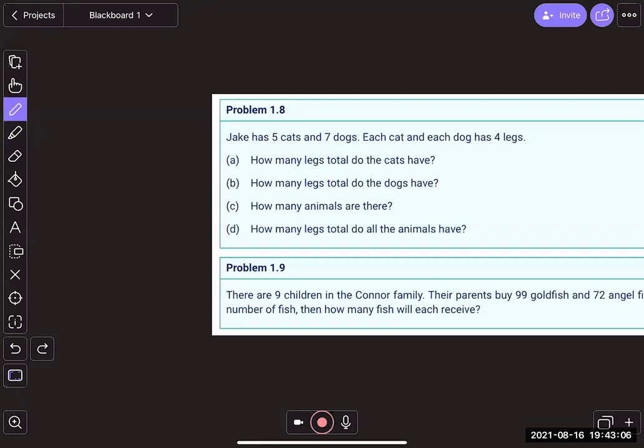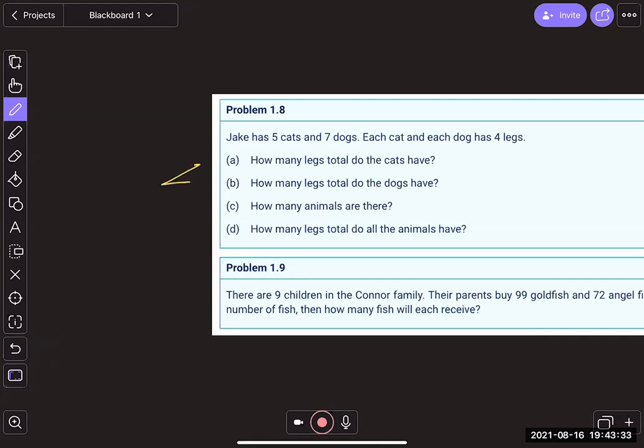But if we counted a different way, we could have done how many animals there were, right? How many animals are there in total? 12. And then from there, we can multiply that 12 by 4 to get a total of 48 legs, right? So either way, we would have gotten that 48. So let's take a look at what we really did here.